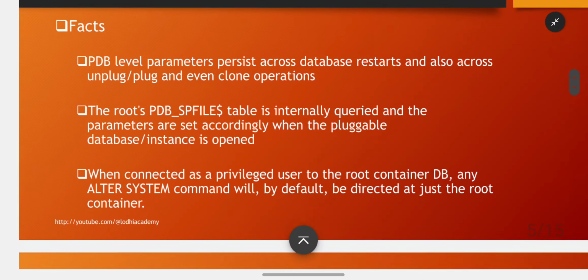PDB level parameters persist across database restarts and also across unplug, plug and even clone operations. The root's PDB_SPFILE$ table is internally queried and the parameters are set accordingly when the pluggable database or instance is opened. When connected as a privileged user to the root container database, any ALTER SYSTEM command will by default be directed at just the root container.